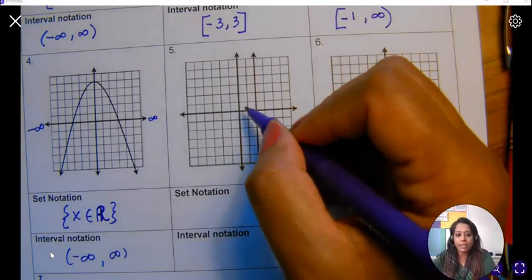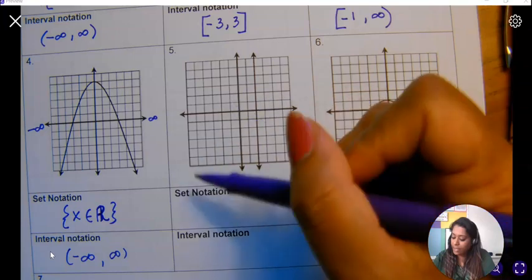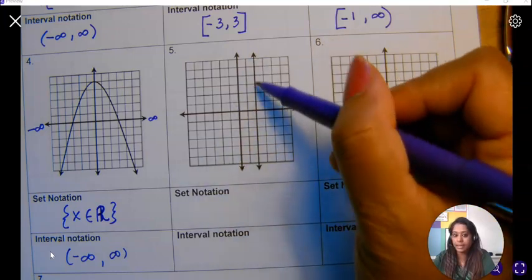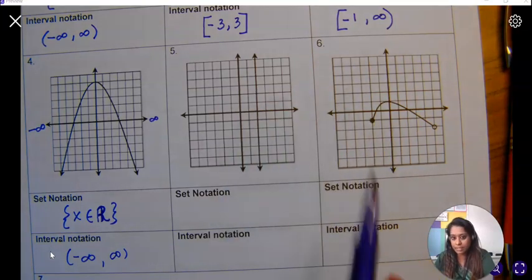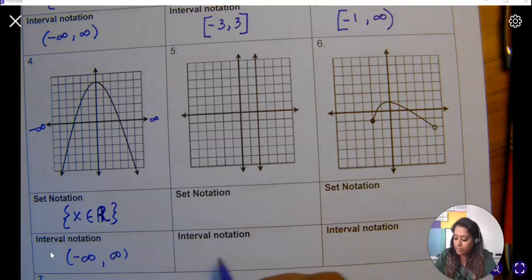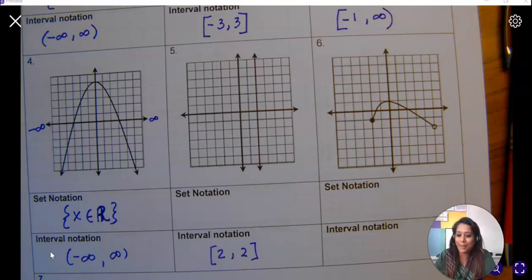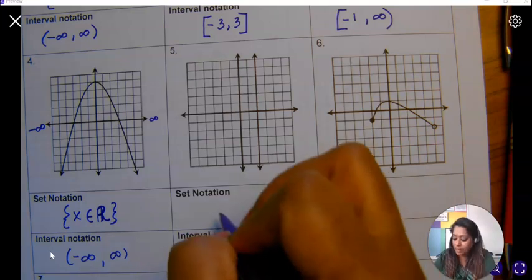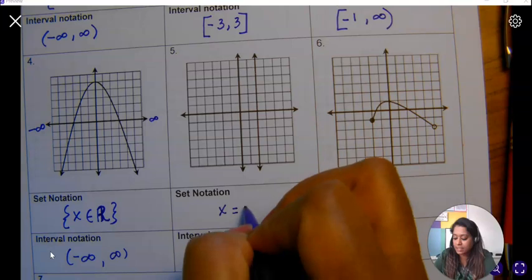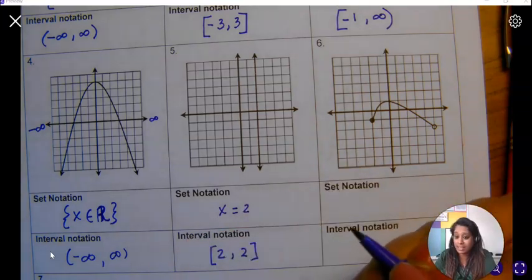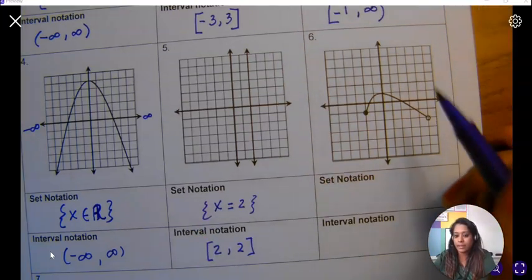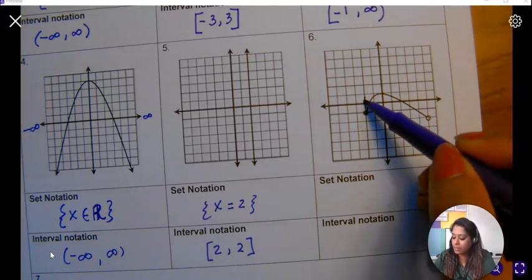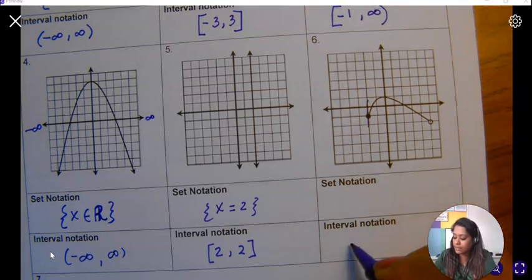Anyway, right here, for number 5, you have this line right here. If I look, the starting number is 2 and the stopping number is 2. It's just 2. So in interval notation, the starting number is 2, the stopping number is 2, so we're just going to do that. But for set notation, we're just going to say x equals 2, and that's it. Weird, huh?